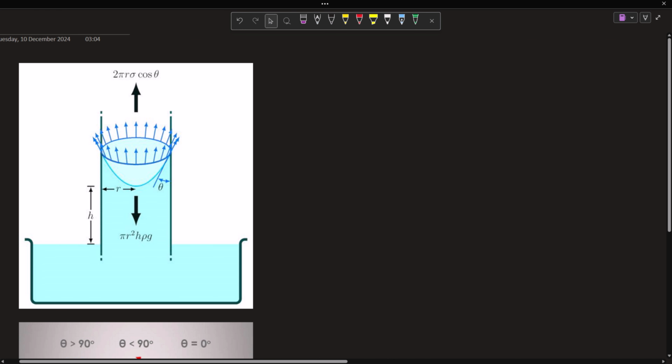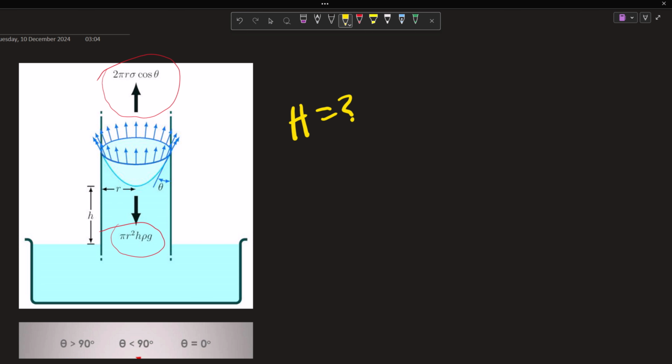So let's talk about the capillary rise and fall. The height to which a liquid rises or falls in a capillary is derived from the balance between the upward capillary force due to surface tension and downward gravitational force. So this is our upward capillary force and this is our downward gravitational force, right? To know our height, we have to create an equilibrium between our upward capillary force and our downward gravitational force, right?